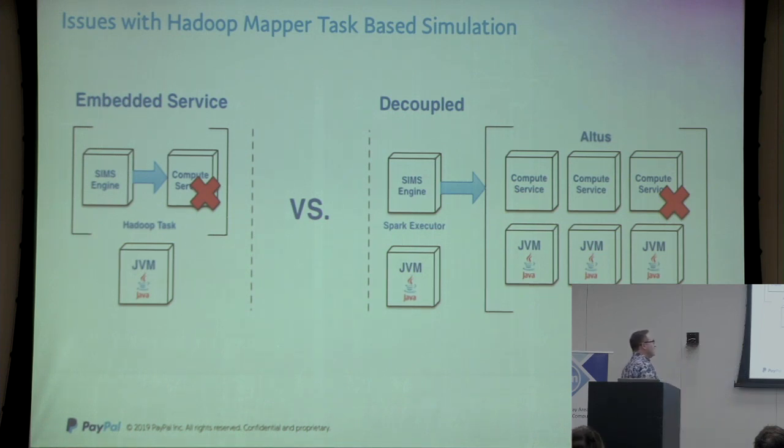Going to our more long-term architecture, we decoupled it, right? So we'd have the engine run on Spark rather than Hadoop, and it would be a series of Spark executors. Rather than embedding the service you want to simulate within the executor itself, we decoupled that and deployed the service to an Altus pool. And Altus is nothing but our code name for our own OpenStack cluster, right? So you would deploy the service to an OpenStack cluster.